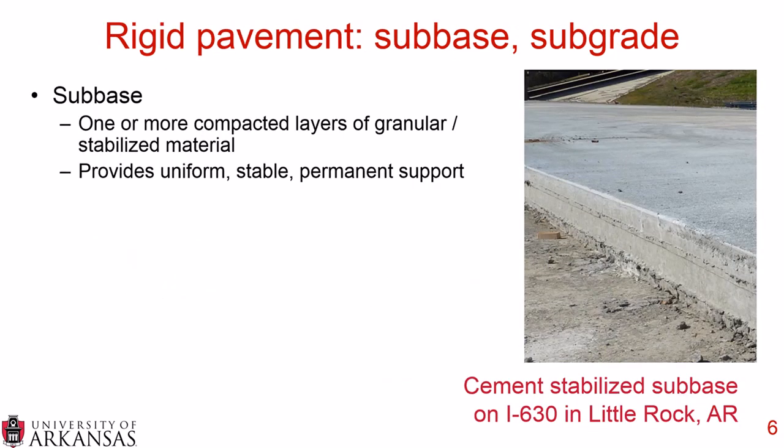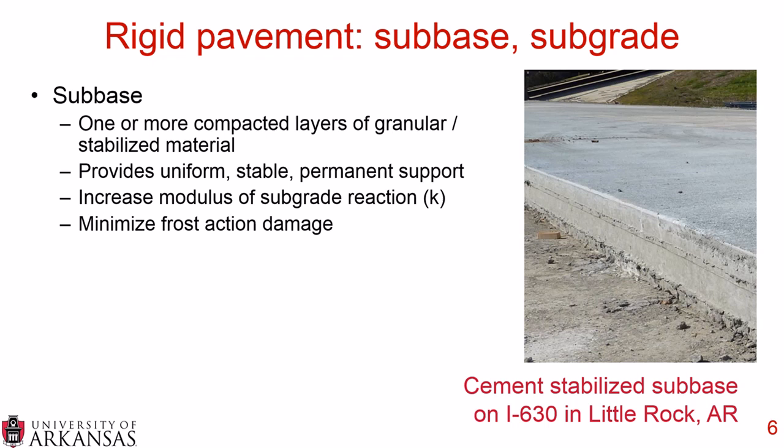Now, transitioning to rigid pavement structures usually only have a subbase and a subgrade for unbound material. So the subbase is one or more compacted layers of granular or stabilized material, and it provides a uniform, stable, permanent support. The point of a subbase in a rigid pavement structure is to increase the modulus of subgrade reaction, because as you increase that modulus of subgrade reaction, you can decrease the thickness of the pavement structure. You also want to minimize frost action damage. The subbase layer provides additional support that protects the bound layer from frost action damage.